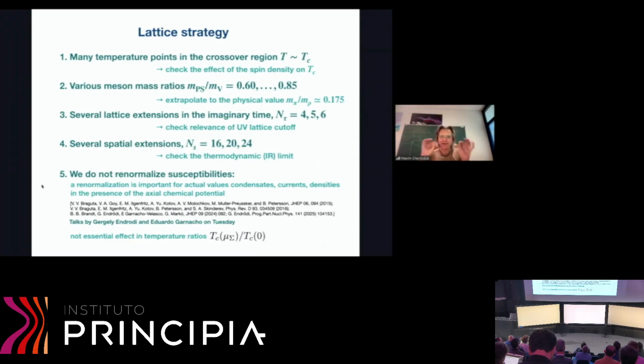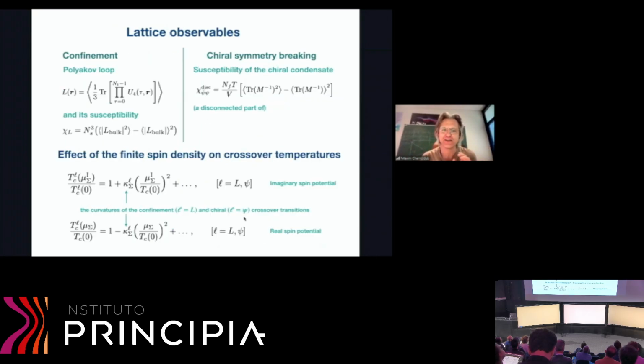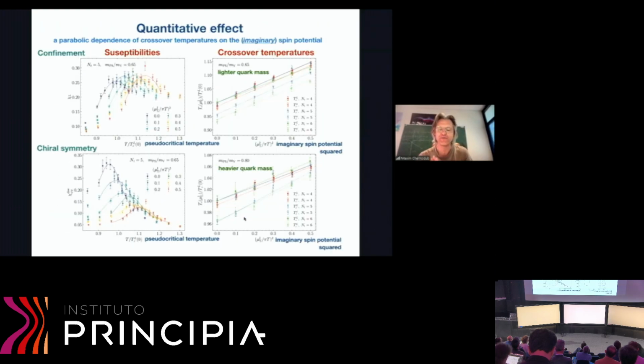Very good question. That's why we have not measured free energy yet. We were very careful. I expected this question from you. We measured only susceptibilities.